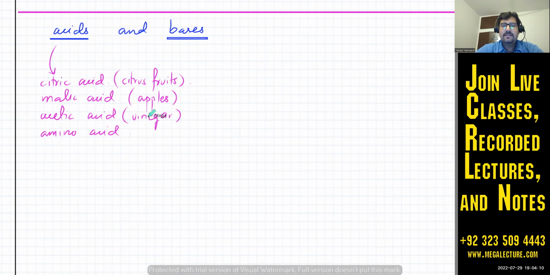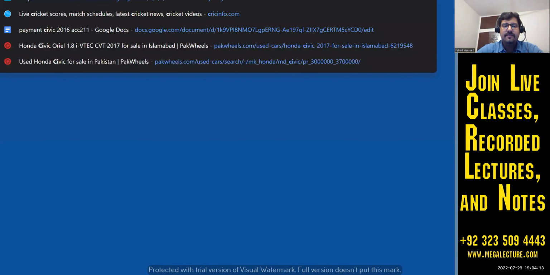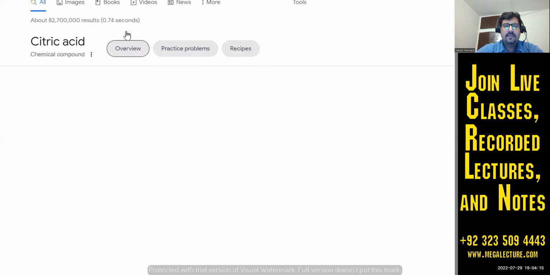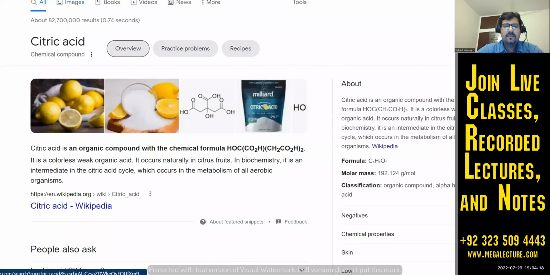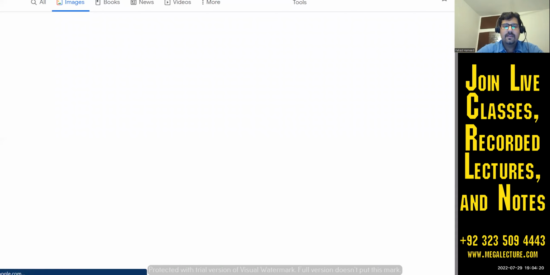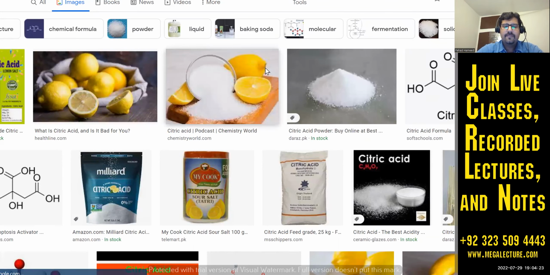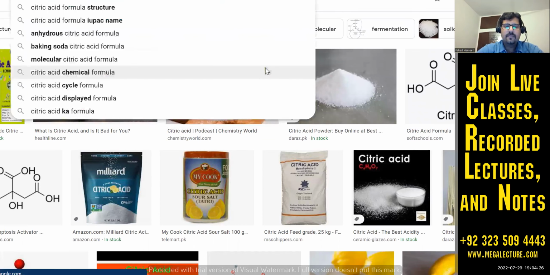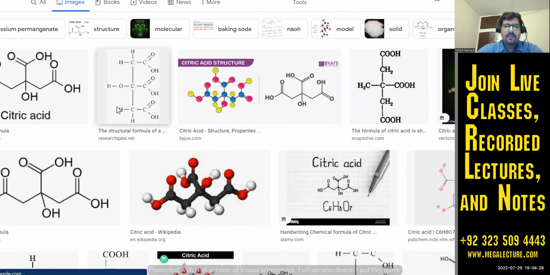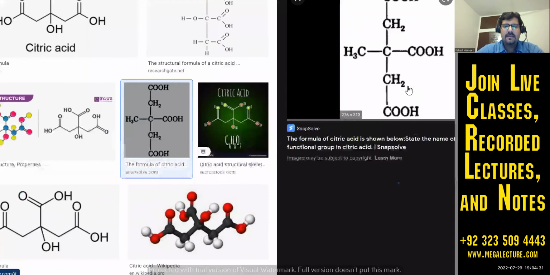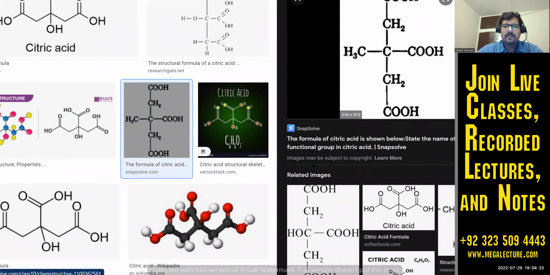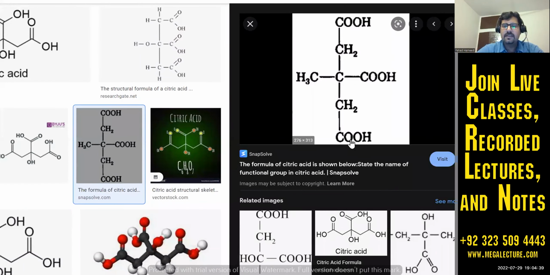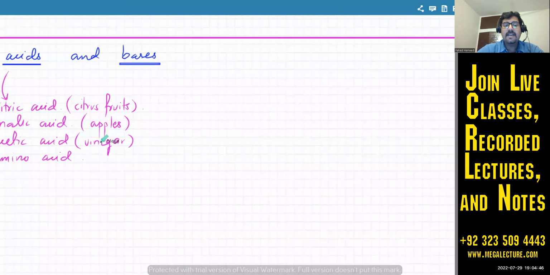Let me show you what it looks like. This is what a citric acid would look like. This is how it looks. As I said, it's the one on the right side. That's what a citric acid molecule looks like. But still, the idea is that lots of substances have acids in them.